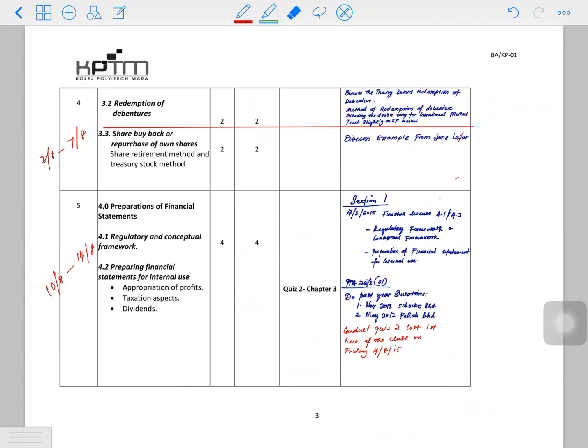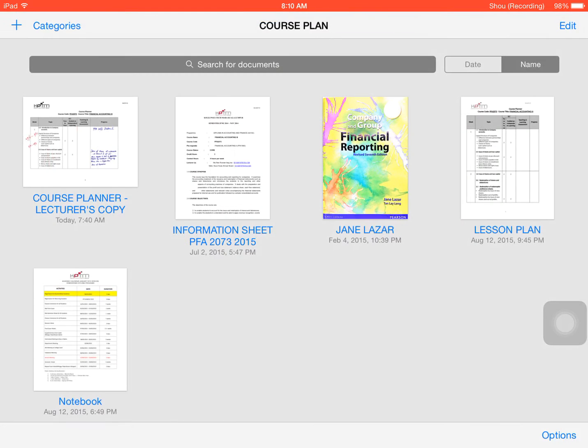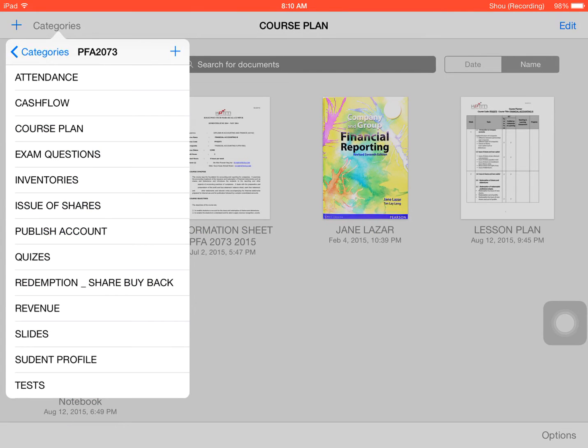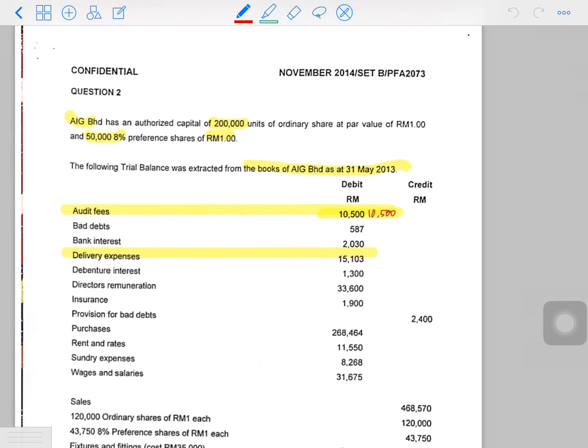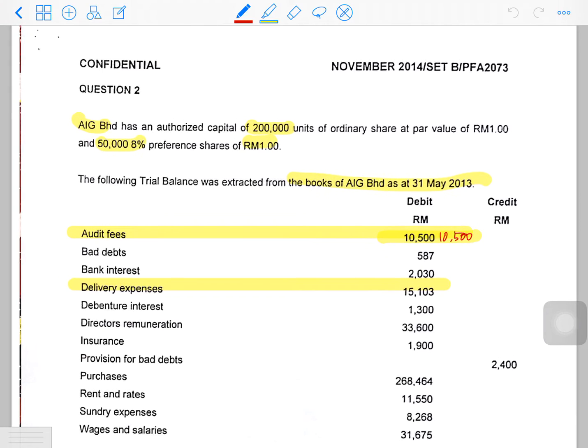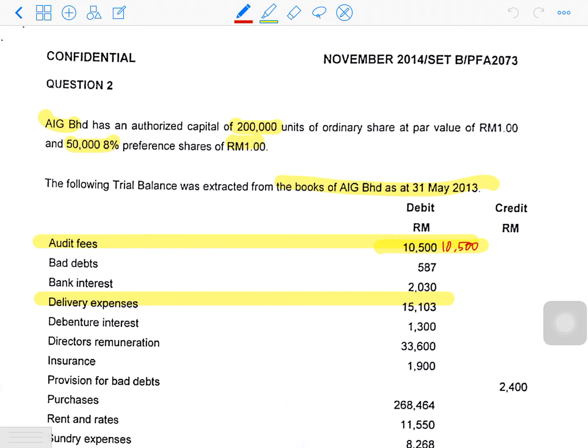Okay, for today, for the first part of our class, we go through another exam question, about 1 hour. We're going to look at the November 2014 question, which is on AIG Berhad.